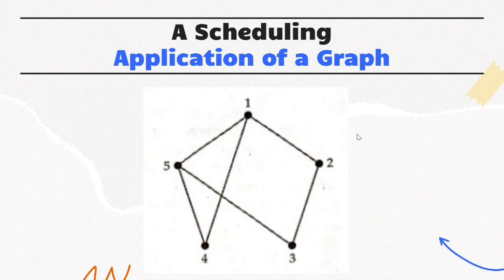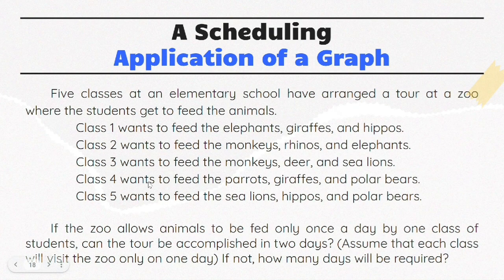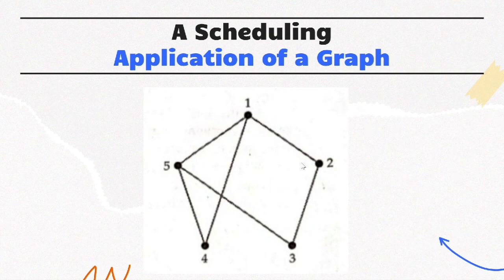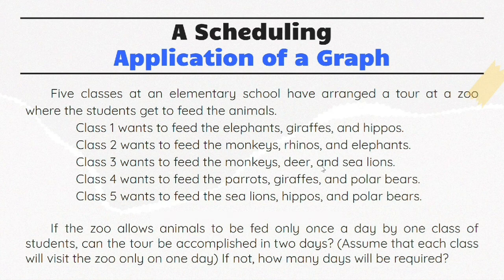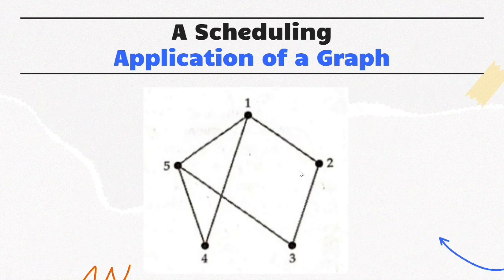With Class 1 and 4, they want to feed giraffes. Okay. With Class 2 and 3, they want to feed monkeys. So they are connected by this edge. The same with Class 3 and 5, and also Class 4 and 5. They are connected since they want to feed the same animal.